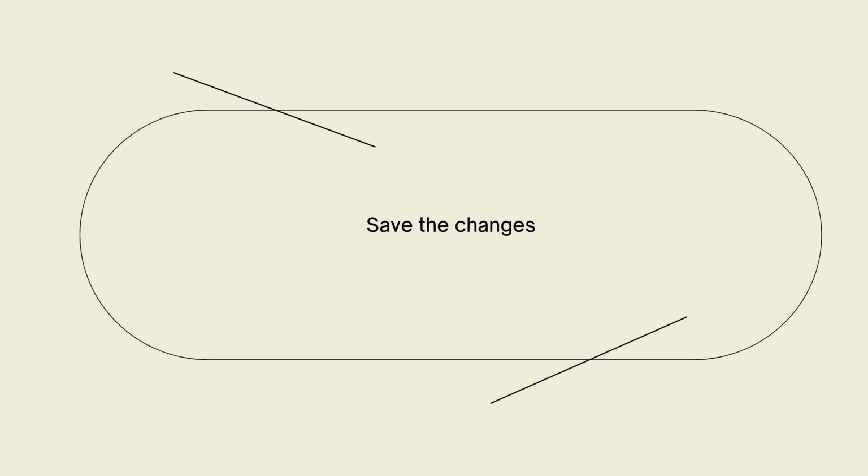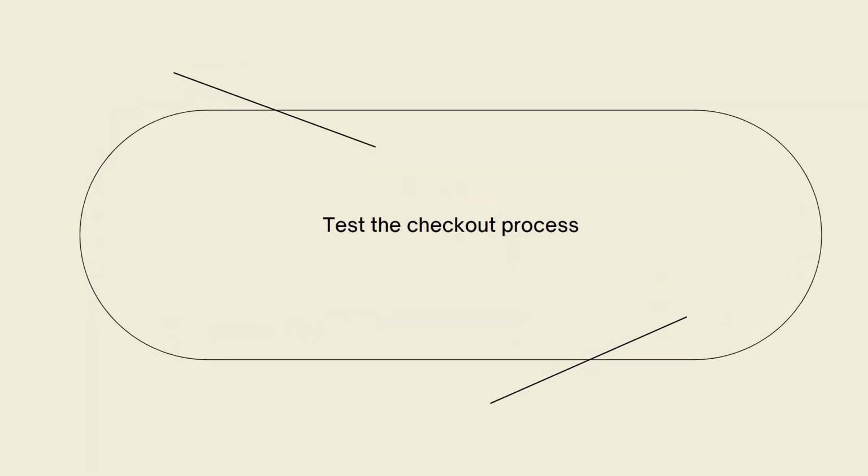Save the changes. So after adding the custom code snippet, click on the Save button to save the changes you made to the checkout settings. Now test the checkout process.